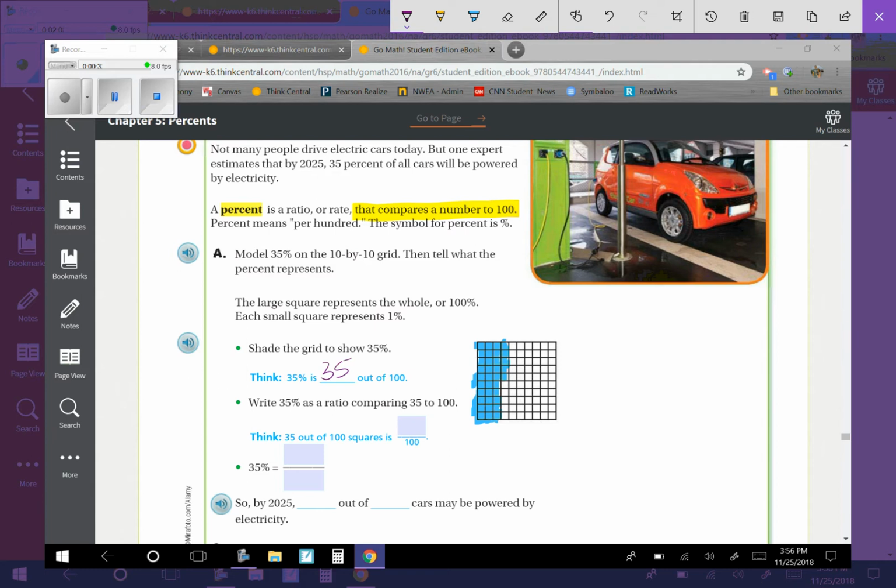So write 35% as a ratio comparing 35 to 100. I shaded 35 out of 100, so 35% equals 35 over 100. So by 2025, 35 out of every 100 cars may be powered by electricity.